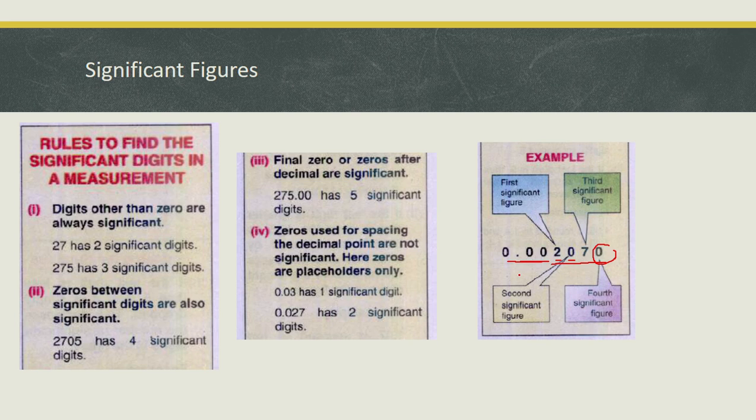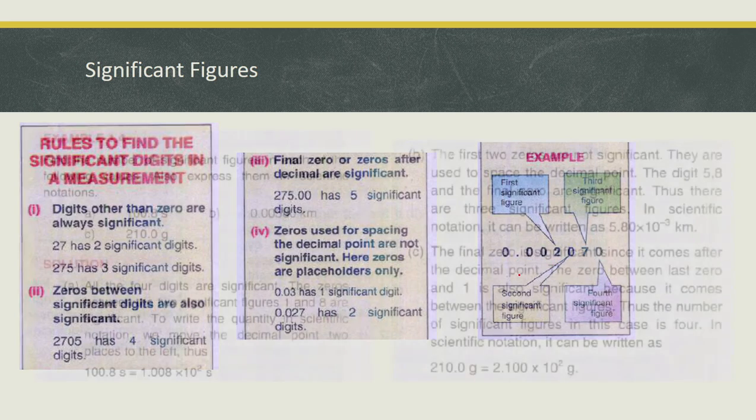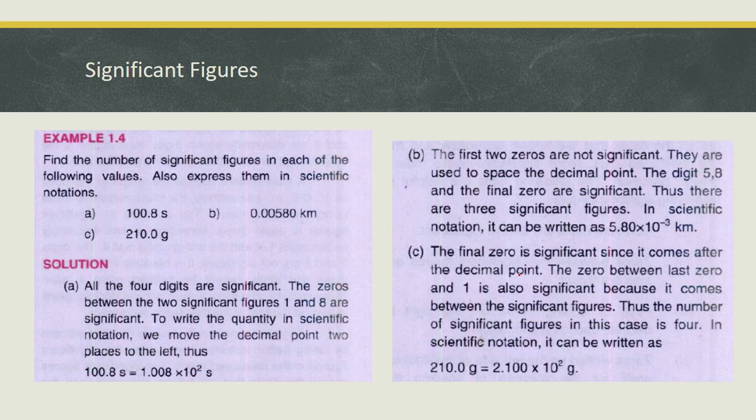Okay, now let's see example 1.4, which is given in your book. Find the number of significant figures in each of the following. So 1.008. Now you see it has 4 significant figures. Why does it have 4 significant figures? Because these two zeros are between two non-zero numbers. So that is why all 4 digits are significant. The zeros between the significant figures 1 and 8 are also significant.